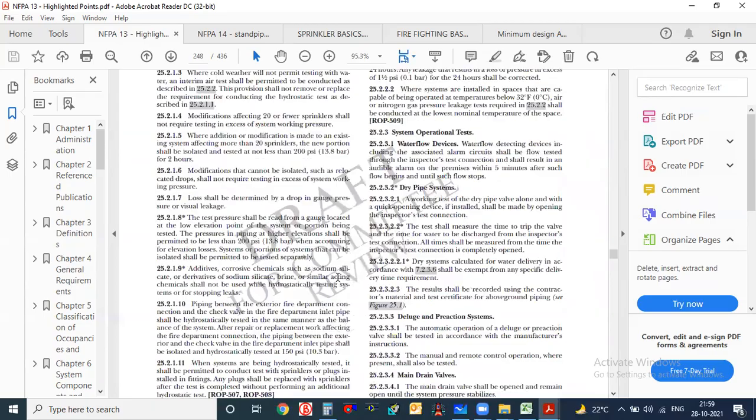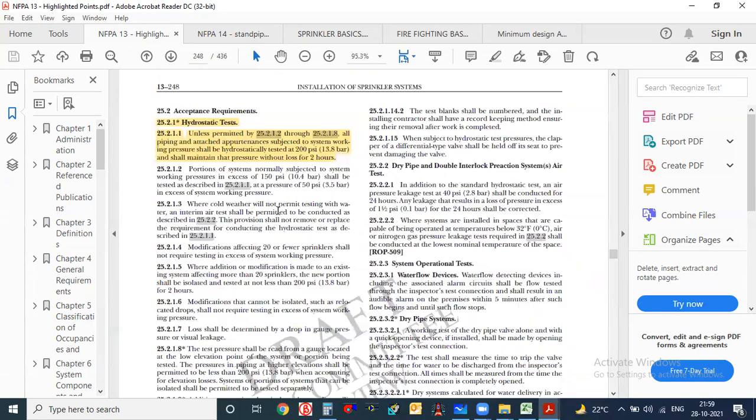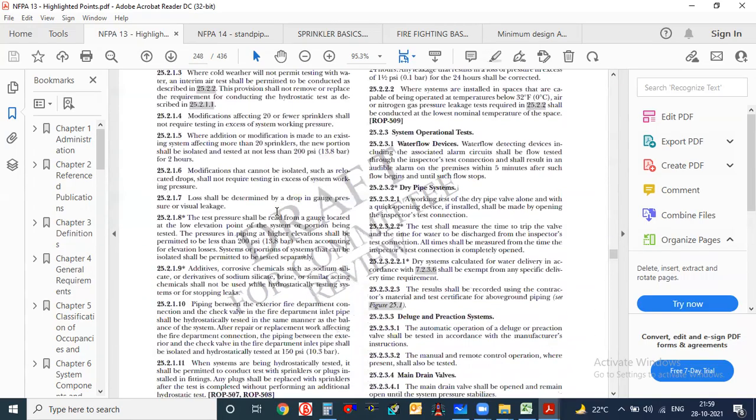This is the pressure test to check if there is leakage in the pipes, right? Yeah. To check only for pressure.